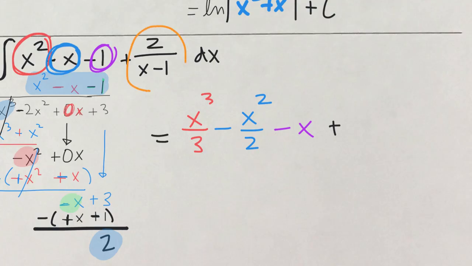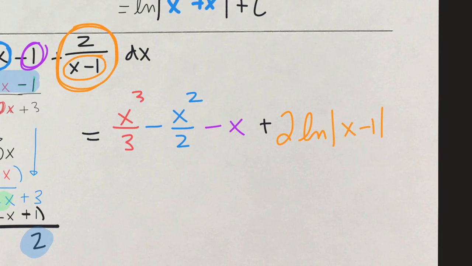Okay, this is our natural log situation. That's the natural log, right? Where x minus 1 is your u. So this becomes 2 times the natural log of x minus 1. And of course, there's going to be a plus c. And that's your entire answer. X cubed over 3 minus x squared over 2 minus x plus 2 natural log of x minus 1 plus c, our constant of integration.